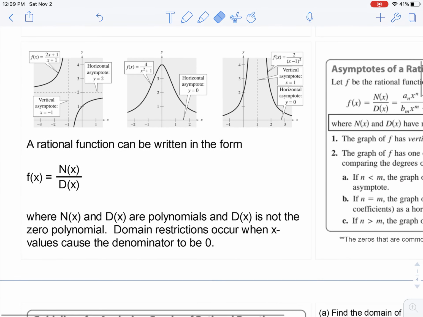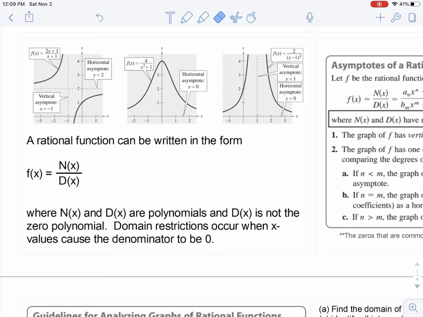So if you look at overall what a rational function is, you could rewrite it as f of x equals n of x divided by d of x. N of x and d of x are both going to be polynomials. And d of x is not going to be 0 because you can't divide by 0. So the domain restrictions occur when the x values cause the denominator to be 0.